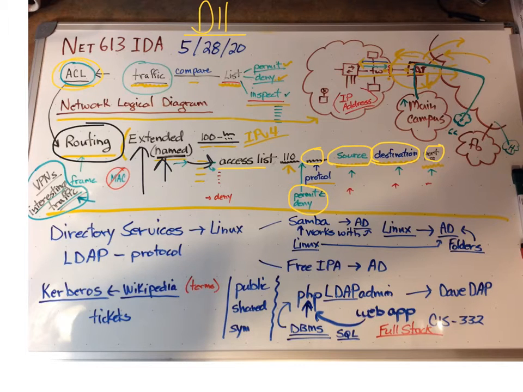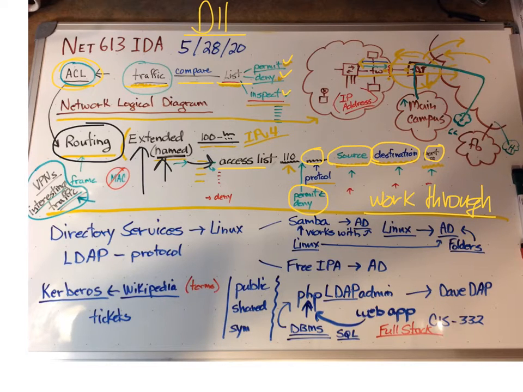As we work through these, we will start to see how that all fits together. I also talked about access lists. We take traffic and compare it to a list, and then we either permit the traffic, deny it, or inspect it.